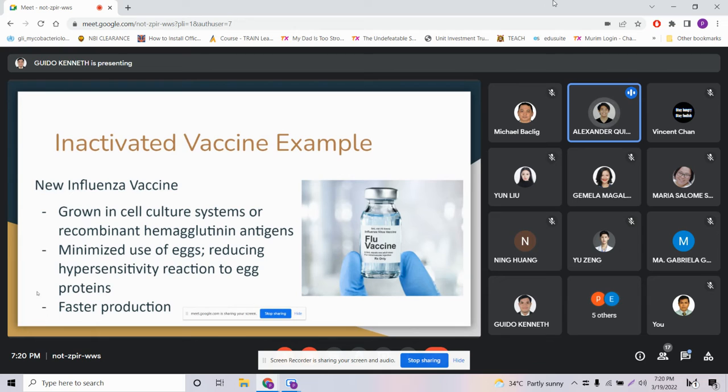I'm not sure if you're familiar with the news, but one football player in the NFL in the US refused to get the COVID vaccines because he was allergic to one of the ingredients that was posted on the WHO website. And therefore, he was fined over $1 million. But the advantage of this is it is faster to produce.